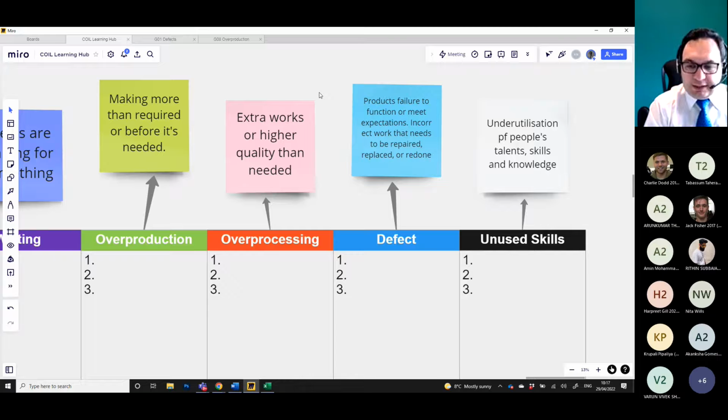Higher quality than needed. So we add something that is not asked by the client, and we cannot get paid for that. So the client is not willing to pay. He likes it, she likes it, but it is something out of scope. So your project should have a scope.